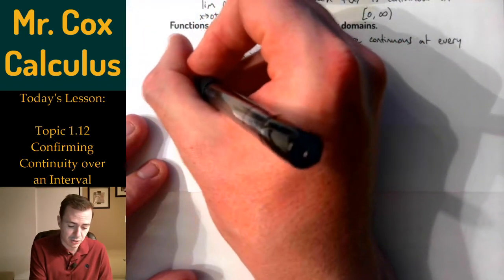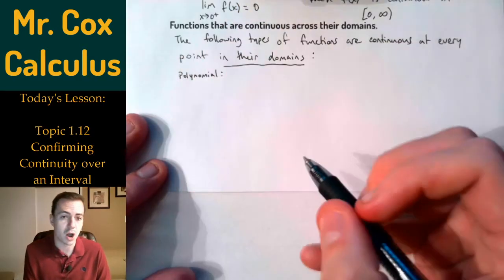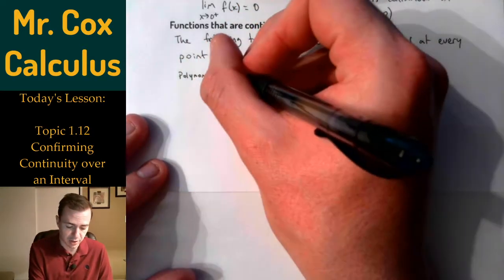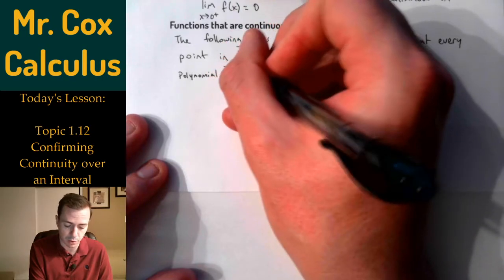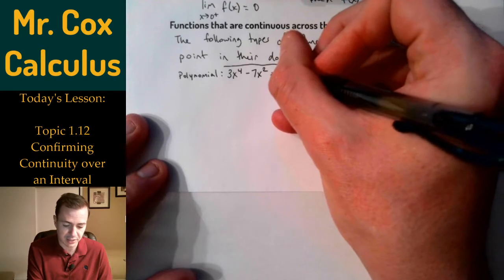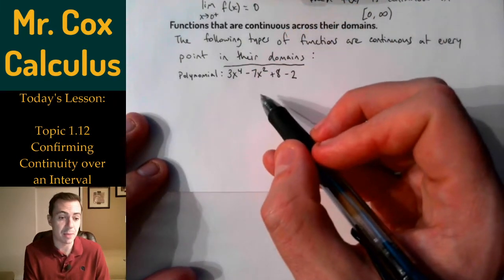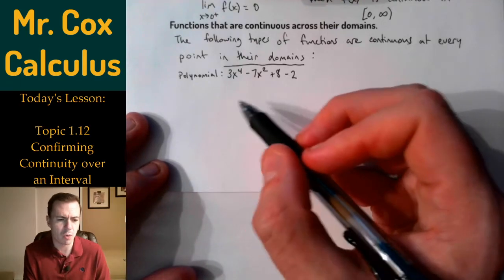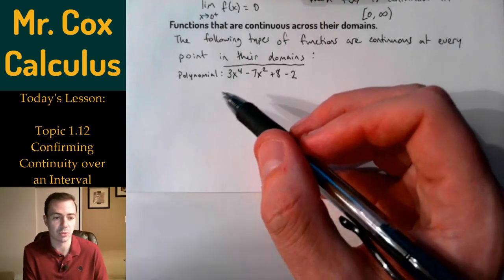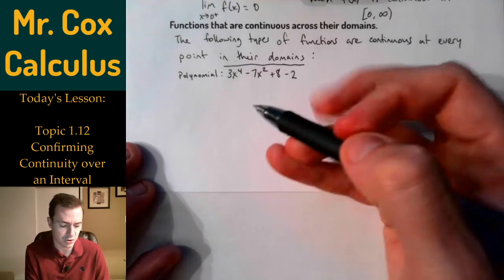The first major type of function that is going to be continuous across its domain are polynomials. Things that look like the form 3x to the fourth minus 7x squared plus 8x minus 2. If I have something like that, that particular function, you already know there's no issue there in terms of substituting in values of x. It's continuous across its entire domain.